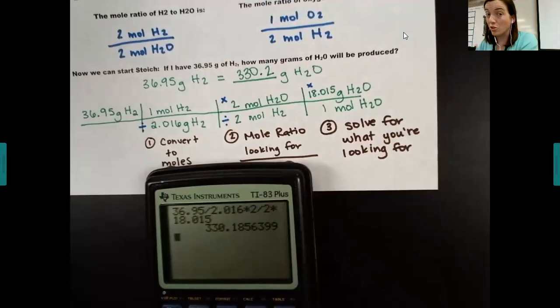I just rounded to 1 decimal place. But as long as your answers are really close to mine, you're definitely on the right track. Everybody's periodic tables are a little bit different, and we're not being super picky on sig figs. So if you got 330 or 330.5, consider it done. Consider that you did it right. But again, this is working out stoichiometry problems.